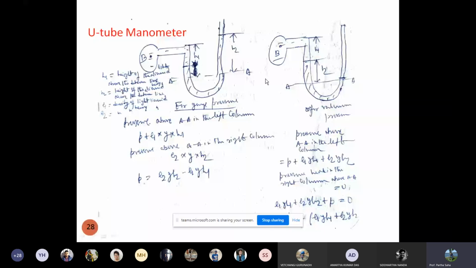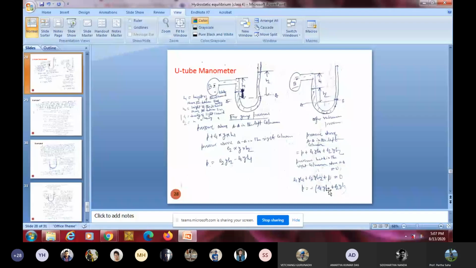Anyway, in the right limb you see this liquid has risen in the left limb. So whatever the pressure above A in the left limb, it is the pressure of that bulb plus the liquid column of height H1 and the liquid column of height H2. So P plus rho1 g H1 for this height plus rho2 g H2 for this height, and the pressure at this point is 0. If you equilibrate all this, the expression will be P equal to minus rho1 g H1 plus rho2 g H2. So this becomes negative because of the vacuum pressure. This will be positive. Okay, this is the gauge pressure.